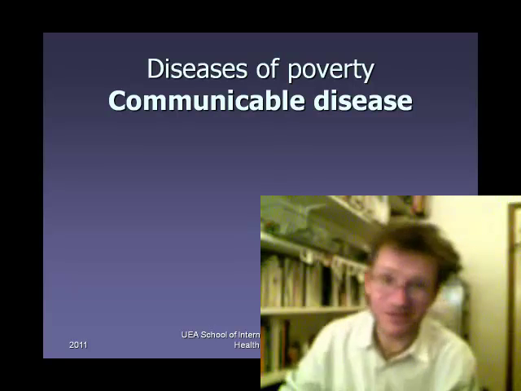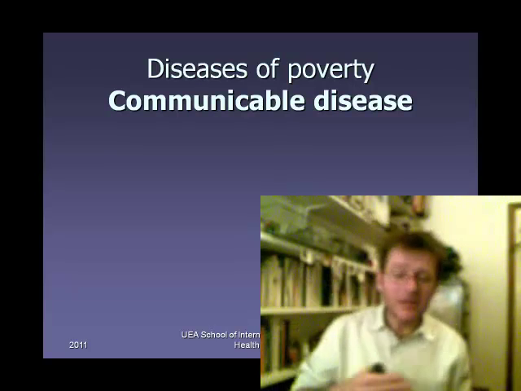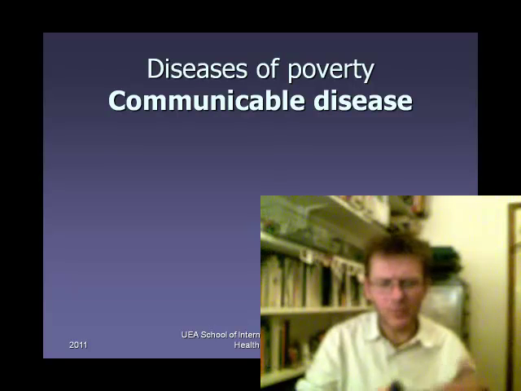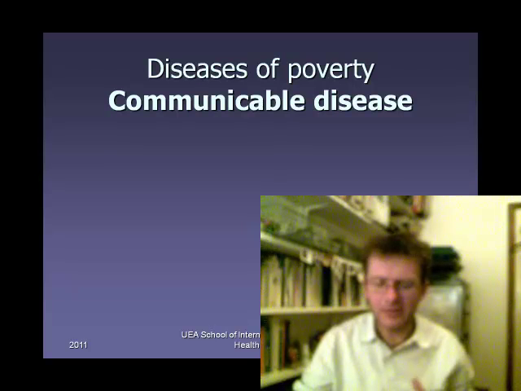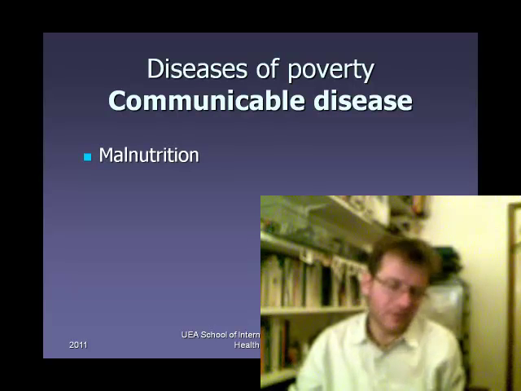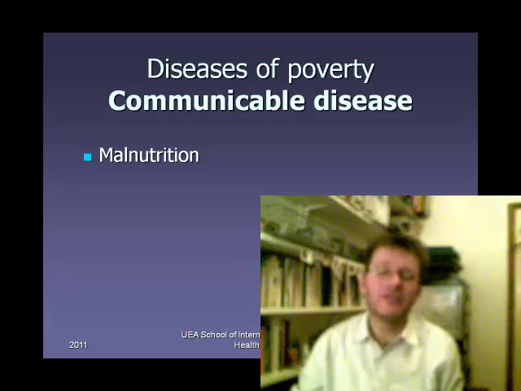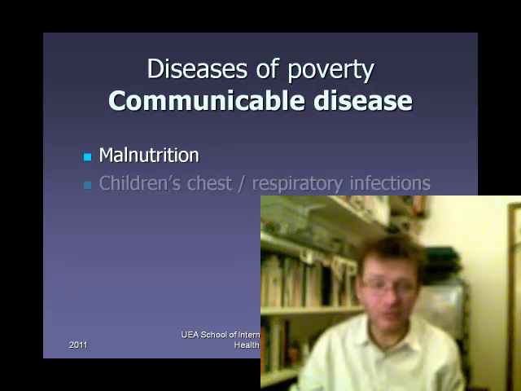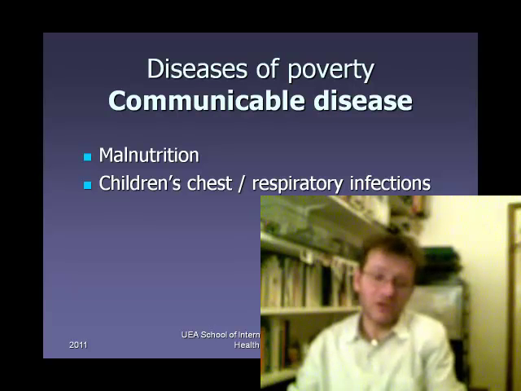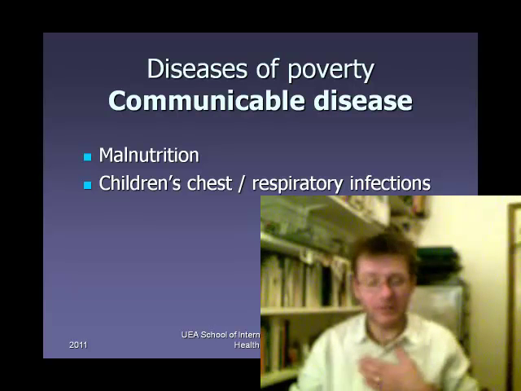Communicable diseases is not an easy word. These are diseases that are spread from one person to another through bacteria or viruses. The first basic disease of poverty is malnutrition, but that in turn can make people more susceptible to other illnesses such as chest or respiratory infections. This is a big cause of child mortality.